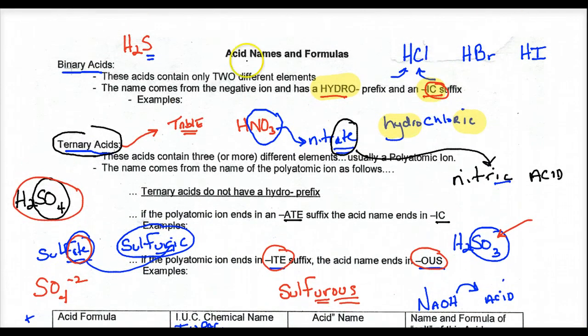Okay, in any case, pretty easy to name them. Just think of your rules. Binary, you have 2 different elements. You put hydro in front and an ic. If it's a ternary compound, more than 2 elements, the name of the polyatomic ion drives the name. If it's an ate, it becomes an ic. And if it's ite, it becomes an OUS. Okay, there it goes.